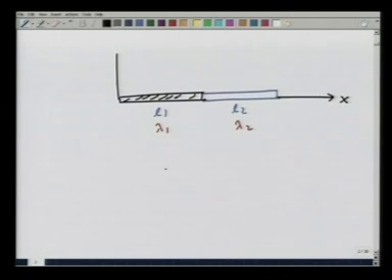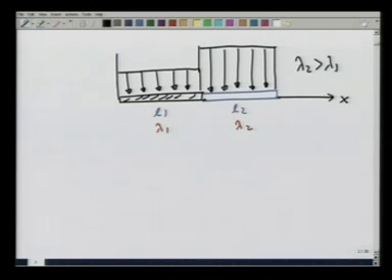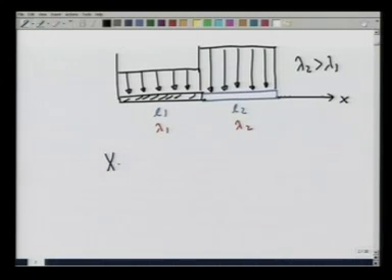If I plot the load curve, it will be constant, lambda 1 g per unit length here, and if we assume lambda 2 to be greater than lambda 1, lambda 2 greater than lambda 1. And I wish to calculate the center of gravity. By definition, the center of gravity is the centroid of this load curve.